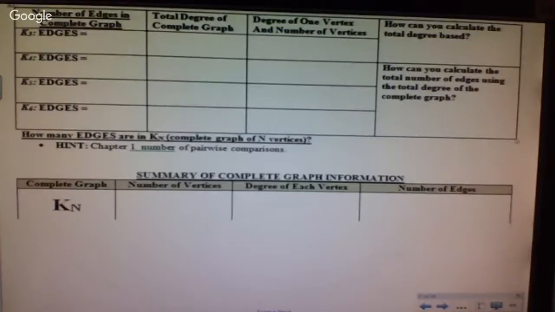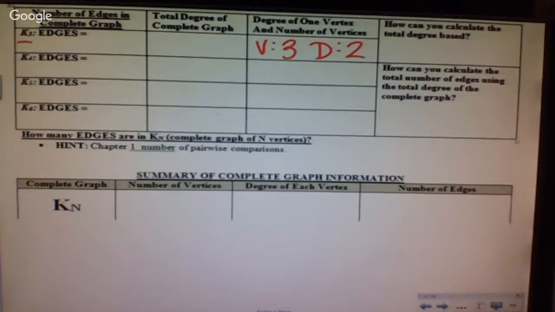So that leads me into this page. Let's take a look at this. I have K sub 3. So that means how many vertices do I have? How many dots do I have in a K sub 3? 3. Your number that's with K represents your vertices. If I have 3 vertices, that means I have a degree of 3. Oh, sorry. Remember, your degree is always 1 less.